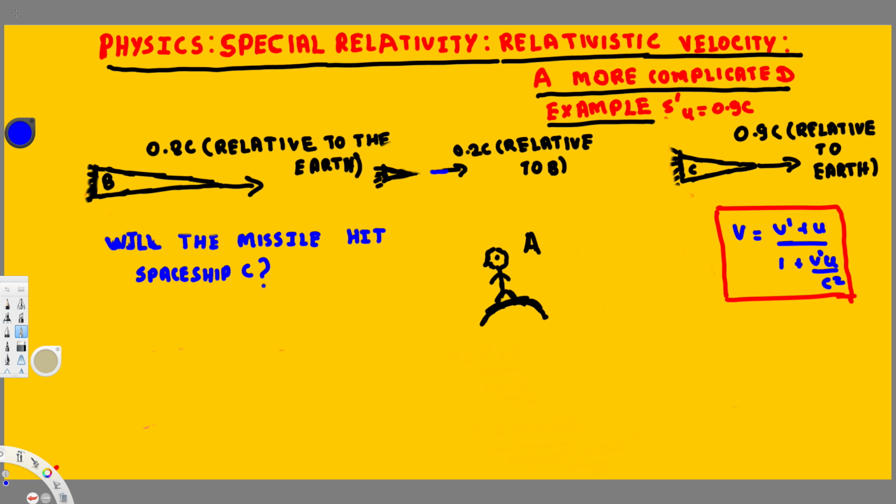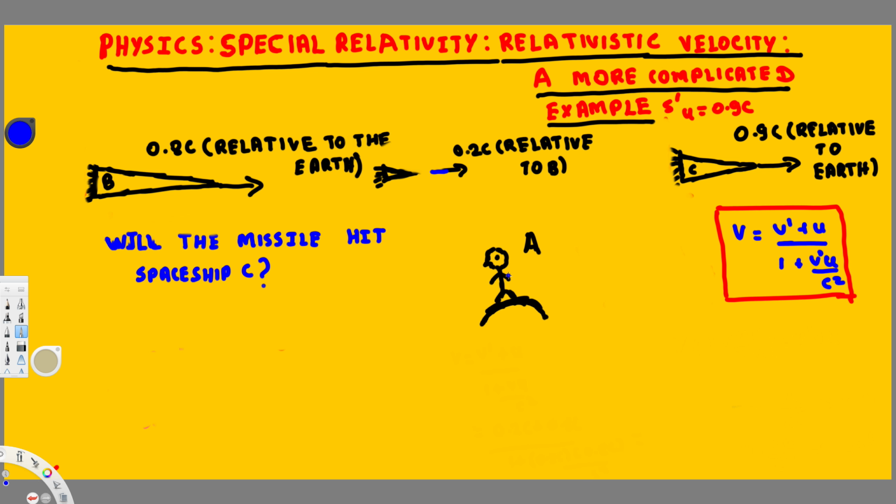Let's try this problem right here. So here we have two different spaceships, one is B, one is C, and one of them is launching a missile. The B spaceship is launching a missile, and the question is asking, will the missile hit the spaceship C? Now to find this out, we have to know this missile's velocity from this person from the Earth's perspective.